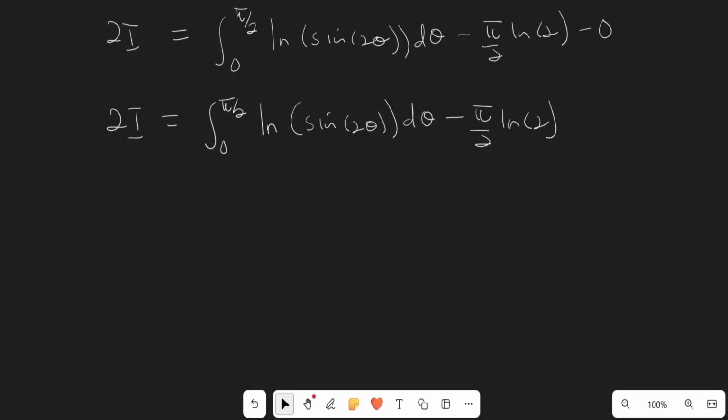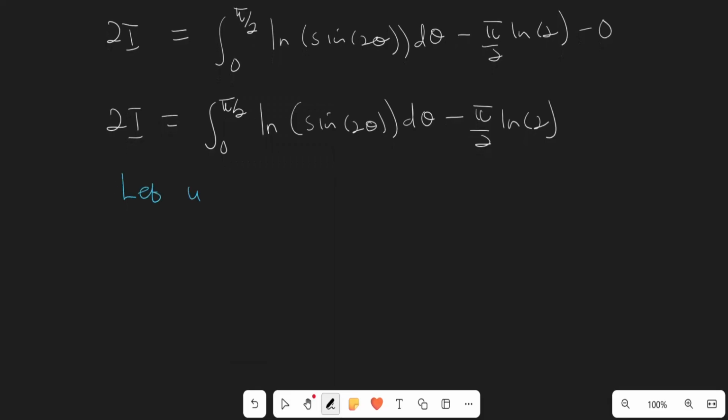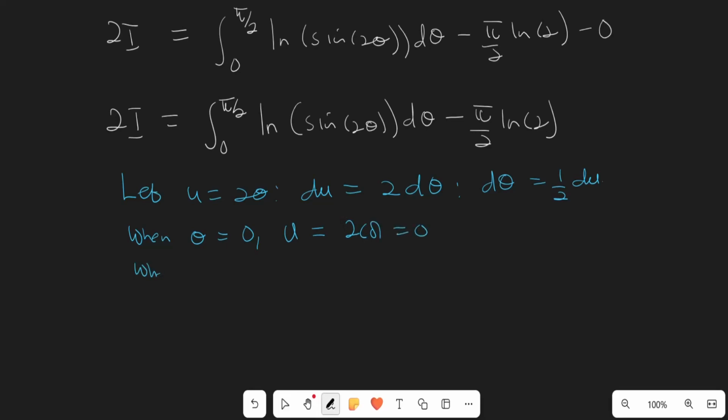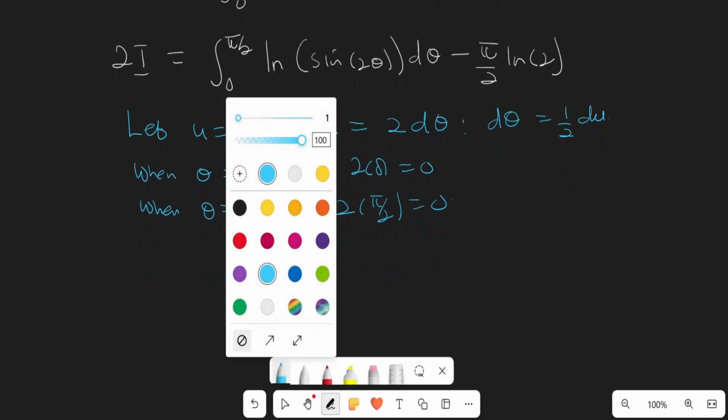Now our task is to do a simple u-substitution here. Let u be equal to 2 theta. So du is going to be 2 d theta. In that case, d theta is going to be half du. What about the limits? When theta is equal to 0, u is going to be 2 times 0, which is 0. When theta is equal to pi over 2, u is going to be 2 times pi over 2, which is equal to pi. So we can take everything from the theta world into the u world.